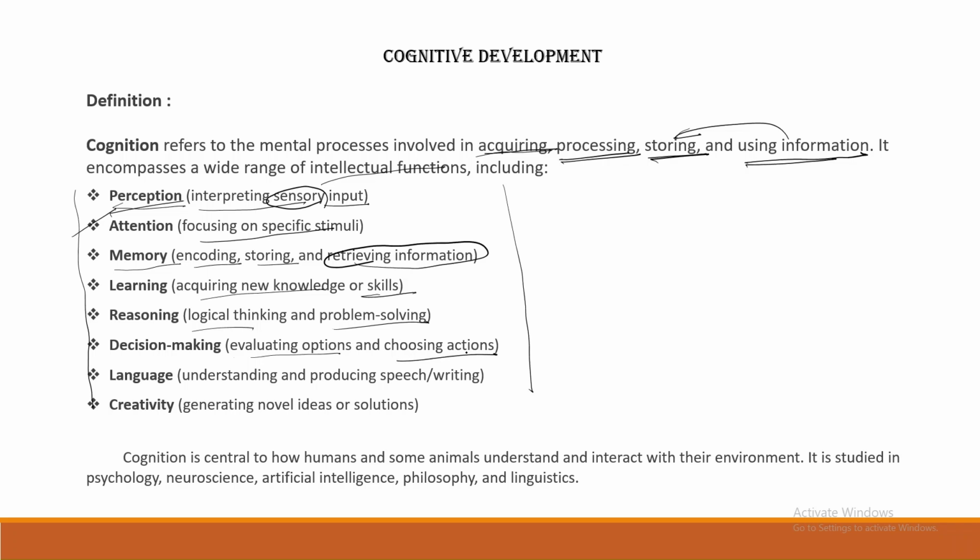So we have understood the type of smell, and we can choose the action. This is the smell of chicken biryani or mutton biryani. Should we have that biryani or not? This comes under decision making. Then language, understanding, speech and writing, and creativity, generating novel ideas and solutions, all come under cognition. These are the functions of the brain, and these have different stages from childbirth to adulthood. There are different stages of cognitive development that have been proposed by Jean Piaget and Lev Vygotsky.